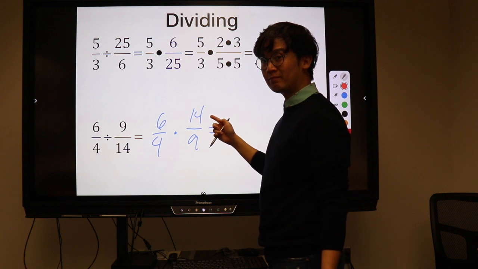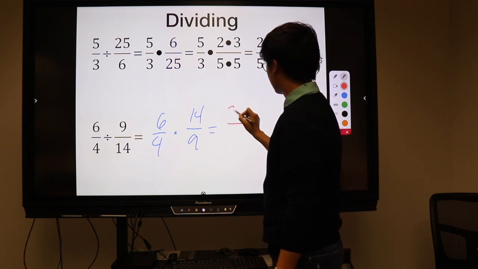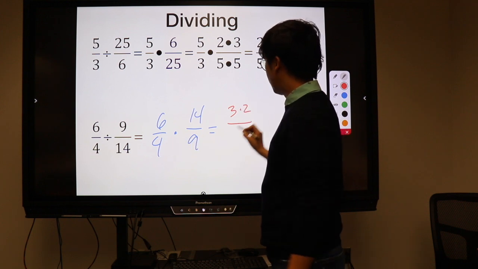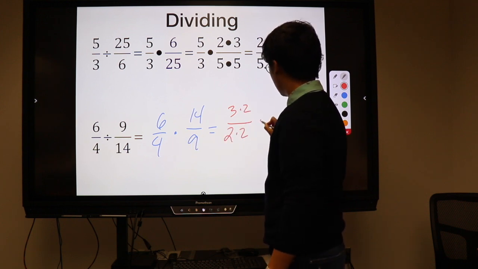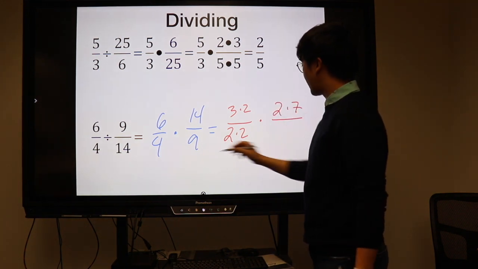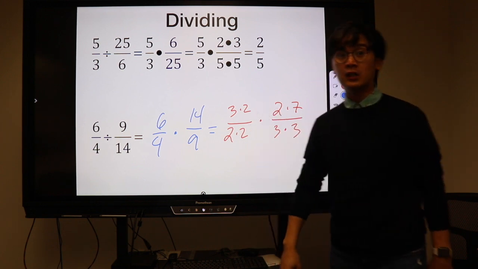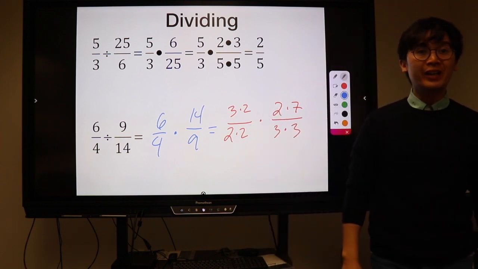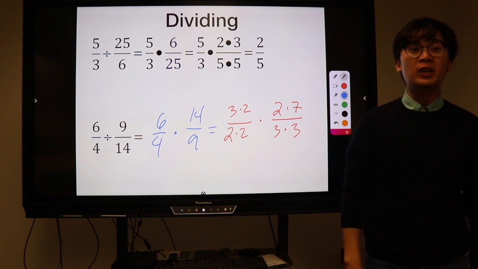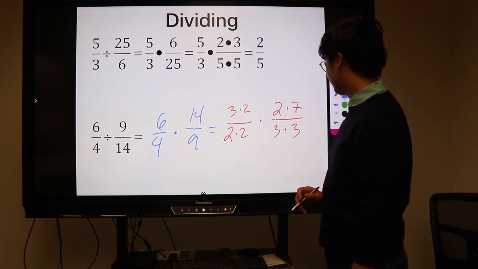Right? So let's start with 6. Can we factor 6? 3, 2. How about 4? 2, 2. 14? 2, 7. 9? 3, 3. So we have a bunch of factors. And all we need to do is to cancel the common terms that we don't need. And what can we cancel first? 2 and 2.